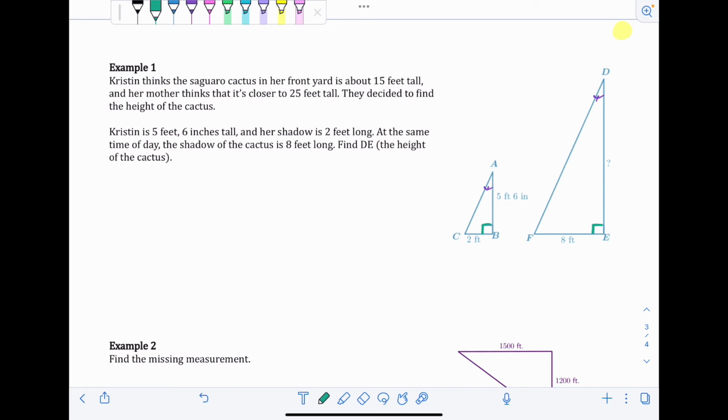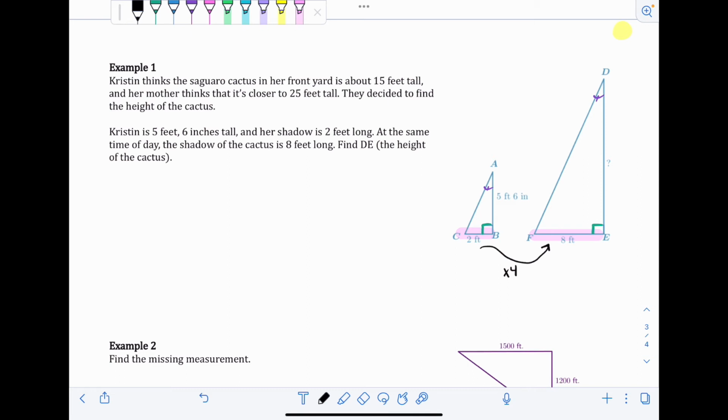Because they're similar, we can use that knowledge to figure out the missing length, which is the height of the cactus. They're similar, which means they'll have proportional sides, so we just need to find that ratio. It's pretty quick to find the ratio because BC is 2 and EF is 8. That means to go from Kristen's triangle to the cactus triangle, you just have to multiply by 4. That's the scale factor that takes you from the smaller triangle to the larger triangle.